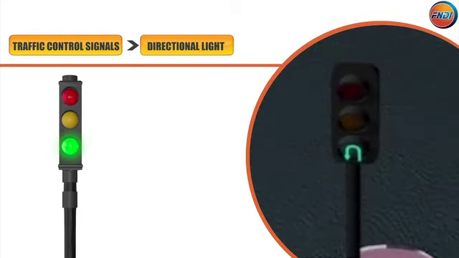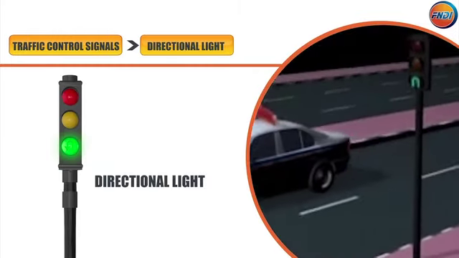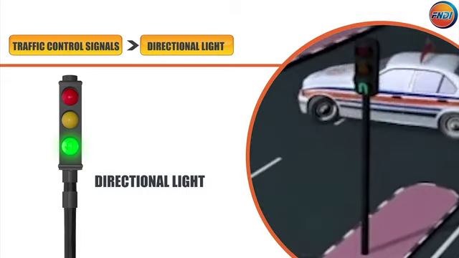Directional light. Directional lights are used at intersections along with the traffic signals to control the movement of the traffic in a particular direction, mostly to the left or U-turn.